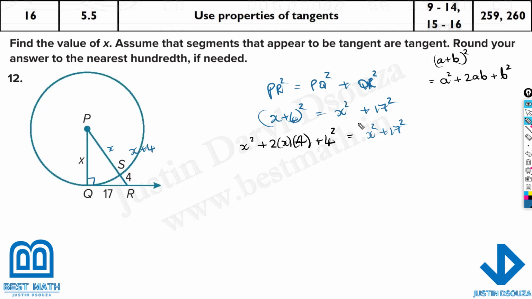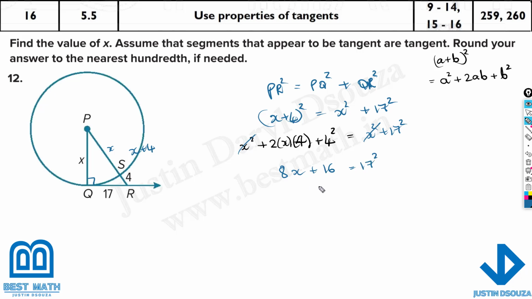Now here it's going to be a quadratic. Now we take this to the other side. Sorry, it's not going to be a quadratic because it's going to cancel out. This x squared over here and over here cancels off. And what we have is 8x, not 8 times 4. It's going to be 8. 4 times 2 is 8x plus 16. That is equal to 17 squared.